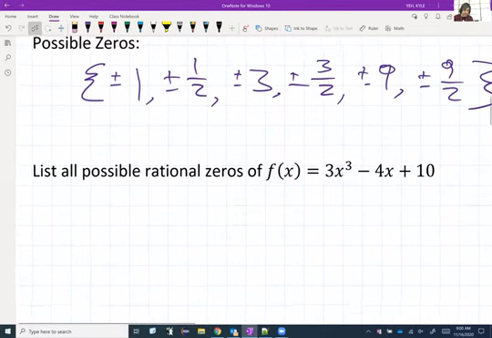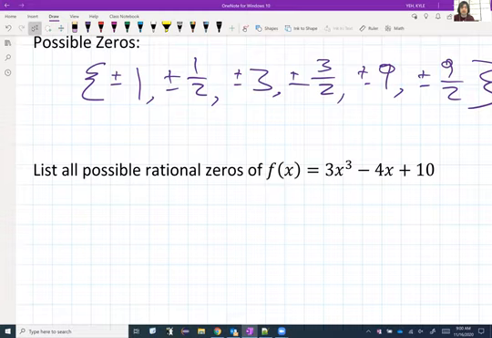So same thing here, make your list of P's and Q's. Then put all the P's over all the Q's and find our possible rational zeros. Repeat those steps for me. Pause the video, just make sure you can do it on your own, find any questions you have, then unpause this video and see if you were right.